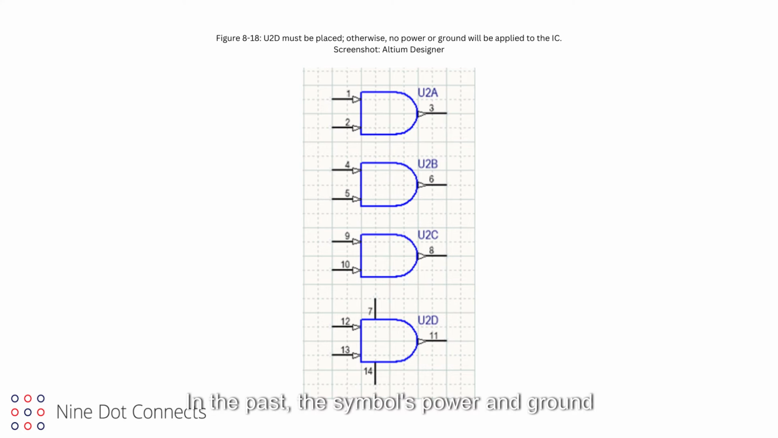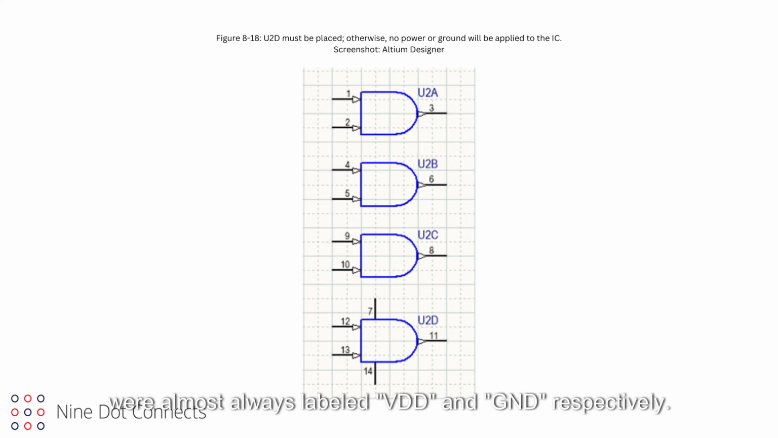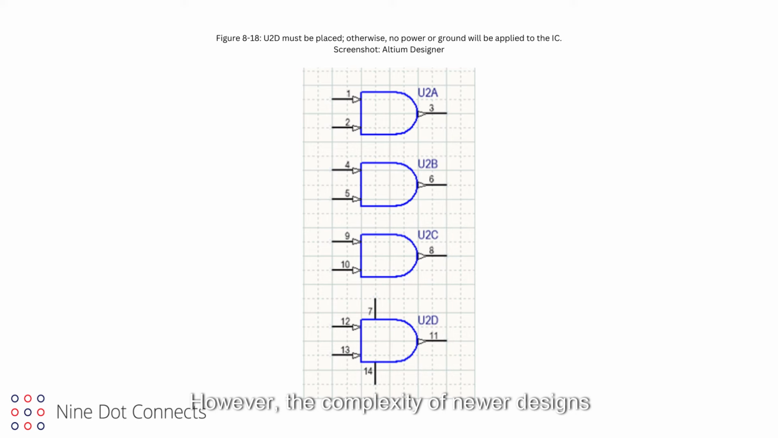In the past, the symbols power and ground were almost always labeled VDD and GND, respectively. However, the complexity of newer designs often includes different voltages, and in some cases, different grounds. As a result, there is no guarantee that the label VDD or GND will be used in the design. If there is a label mismatch between the hidden pin name and the name given to the power signal on the schematic, the pin will not be connected in the netlist. Therefore, do not use hidden pins.